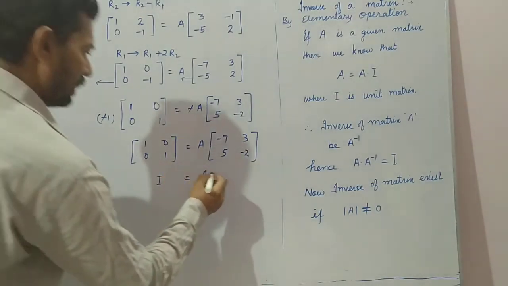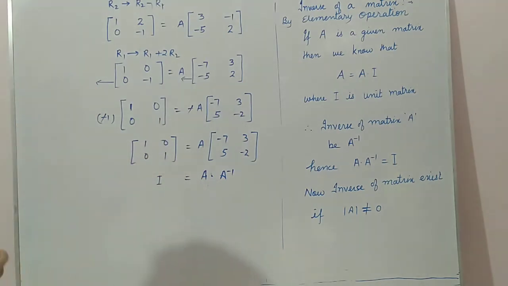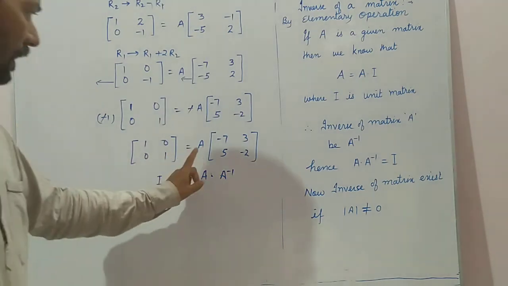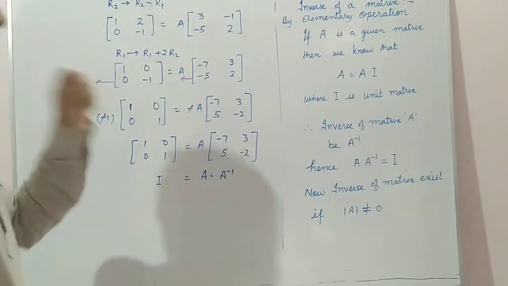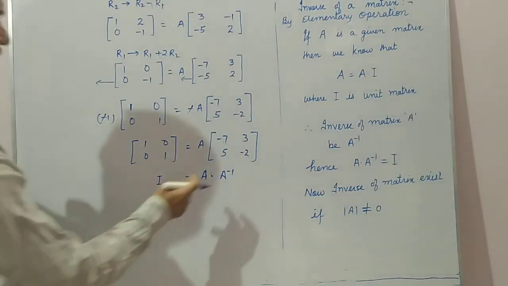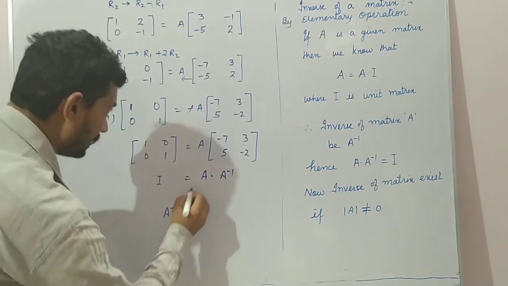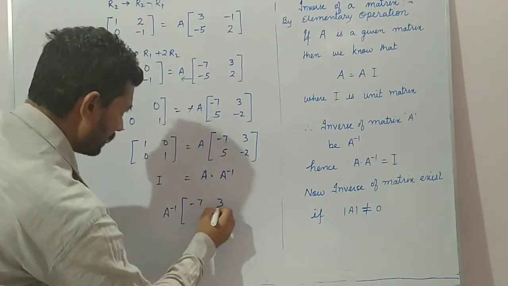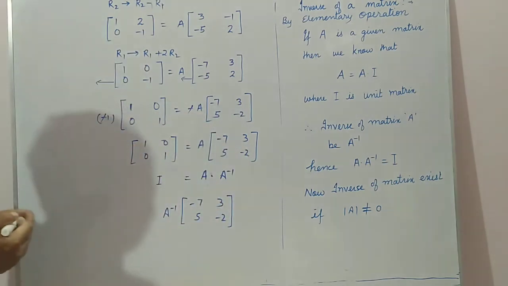That is A inverse. You know that A into A inverse, that is I. Hence, inverse of matrix A, when multiplied with this matrix, you are getting unit matrix. That means this is A inverse. So A inverse, that is minus 735 minus 2.